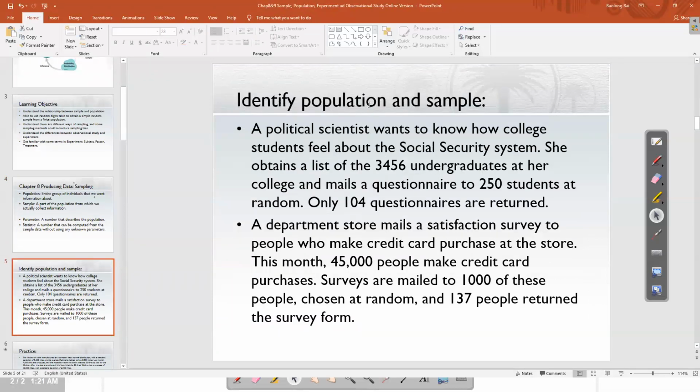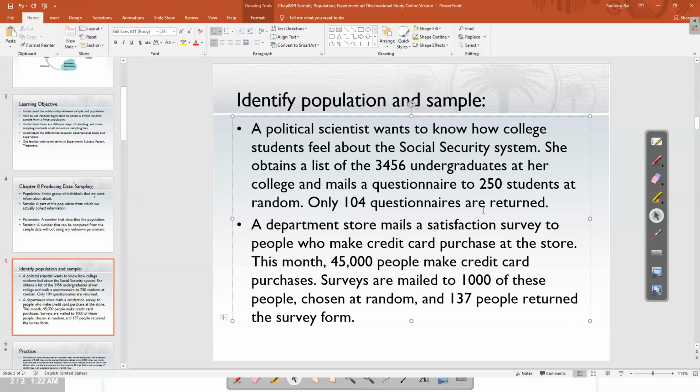So if we know what the population and samples are, then we should be able to identify population and sample when you read a research paper or a project. They're always going to describe it, but they're not going to tell you, hey, population is this, sample is that. But when they write it out, they're going to indicate what their population is, what their sample is. So, for example, let's read a couple of examples that identify the sample and the population.